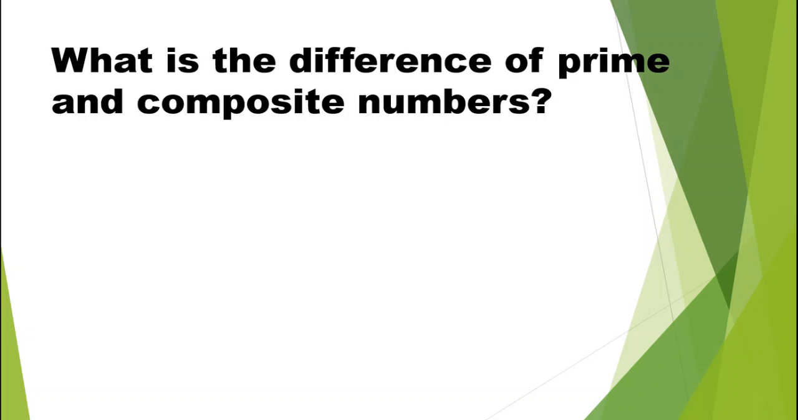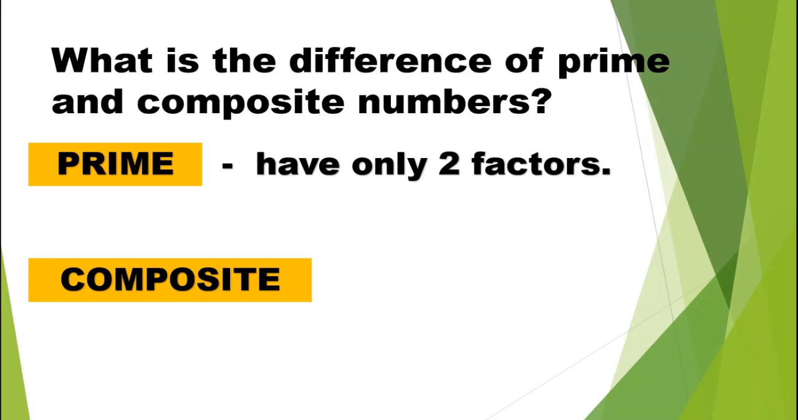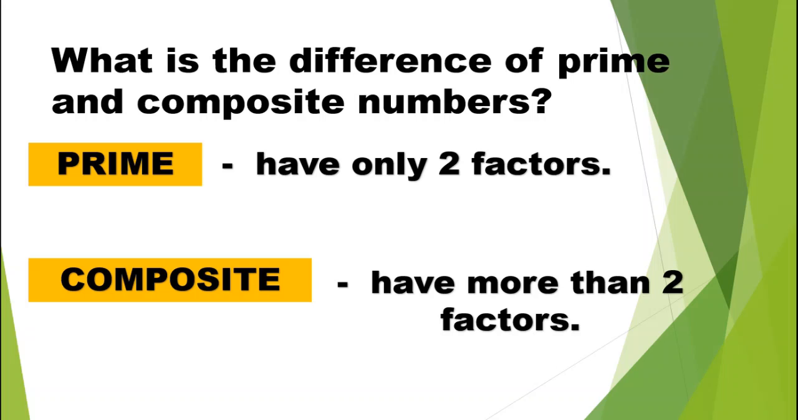So what is the difference between prime and composite numbers? When you say prime numbers, they have only two factors. Okay? One factor would be 1 and the second would be the given number. A composite number has more than two factors, the same as we saw in 16, 42, and 32 in our activity.